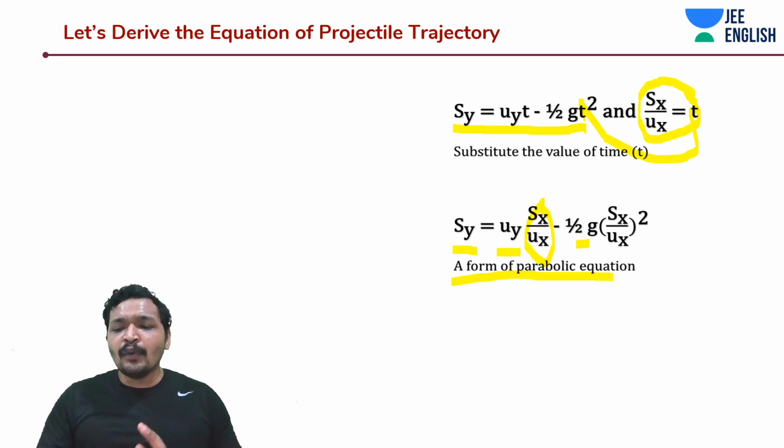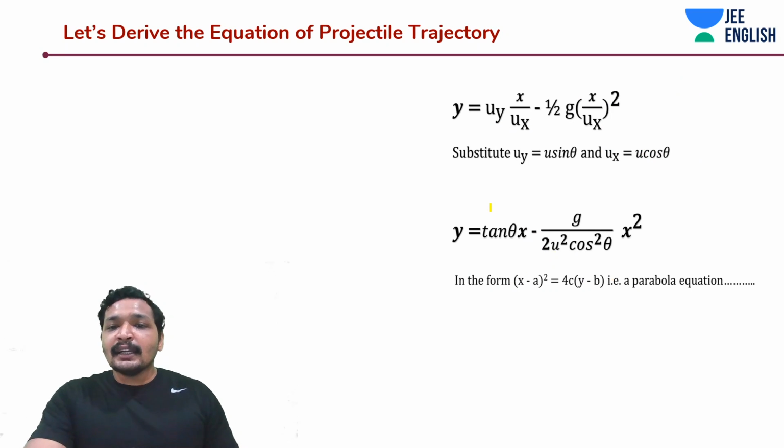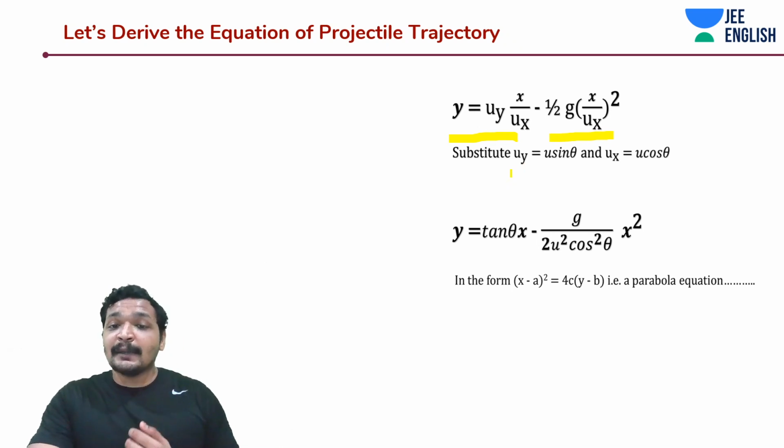That's correct. Now we'll substitute sy as y and sx as x, so that you get more clarity. It looks like a parabolic equation. And now we'll further substitute uy is equal to u sin theta and ux is equal to u cos theta. When you do that, u will be cancelled out and there will be only tan theta. And similarly here you will be replacing ux is equal to u cos theta.